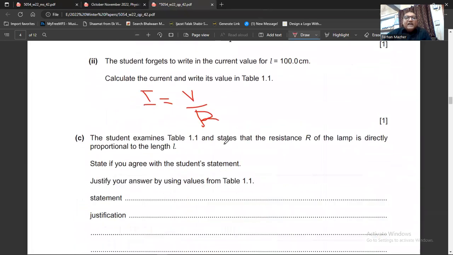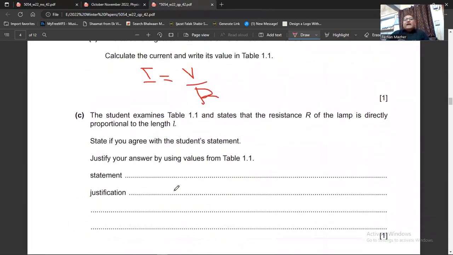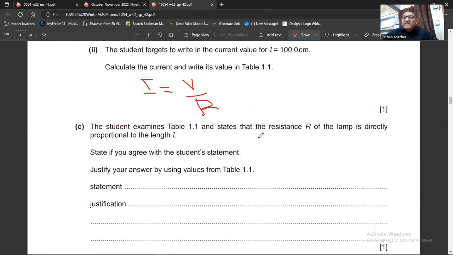Then their question is, the student examines table 1.1 and states that the resistance R of the lamp is directly proportional to the length L. State if you agree with this statement. If two quantities are directly proportional to each other, their ratio remains constant. So R divided by the L value should remain constant.